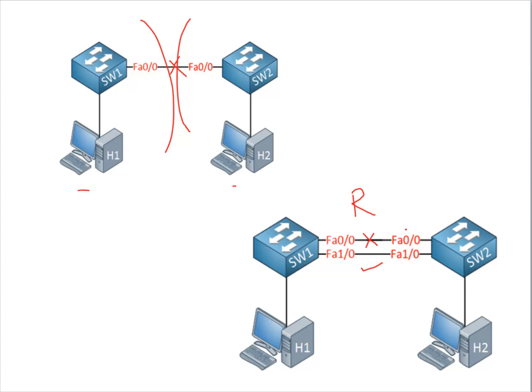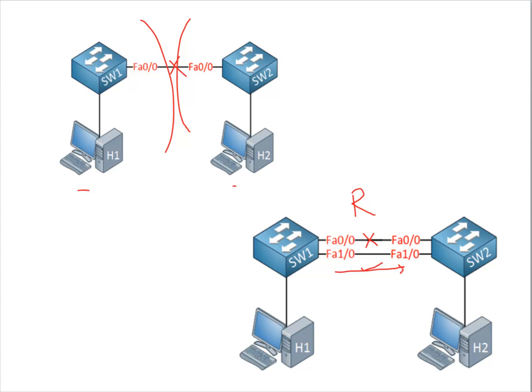Now, in redundancy, there are some advantages, and at the same time, there are a lot of disadvantages. What is the advantage? If a single point of failure happens, suppose a link fails, we need not worry about that. The other link will be used for communication. This is the major advantage.